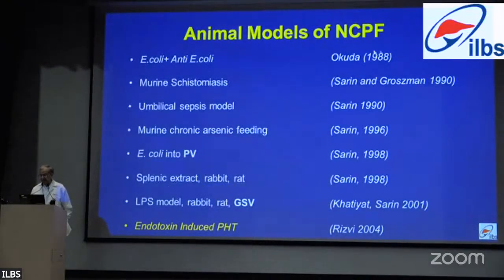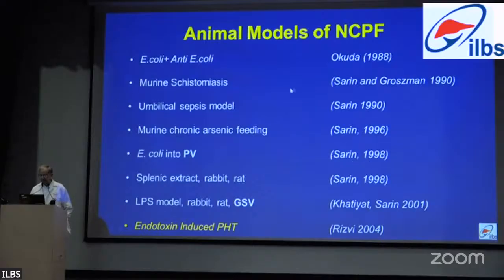Kunio Okuda had developed a model of E. coli and anti-E. coli. So he used to have E. coli, put it into the rats, and then get the anti-E. coli in the rabbits, and then mix them. And these used to be big proteins. So my debate in my mind was, if you give such a big protein into the portal vein, it will cause ischemic injury more than the injury due to E. coli. So I changed this model later on to a pure E. coli model into the portal vein.